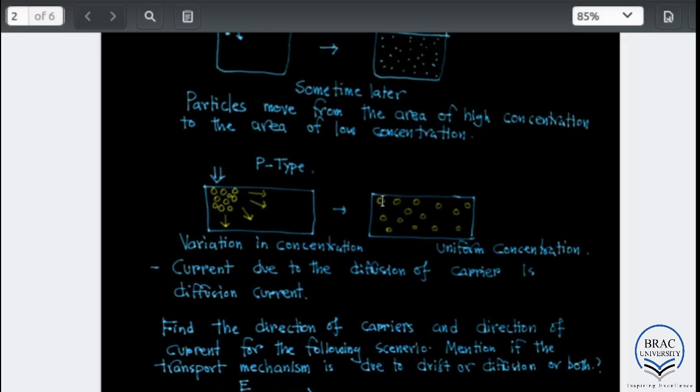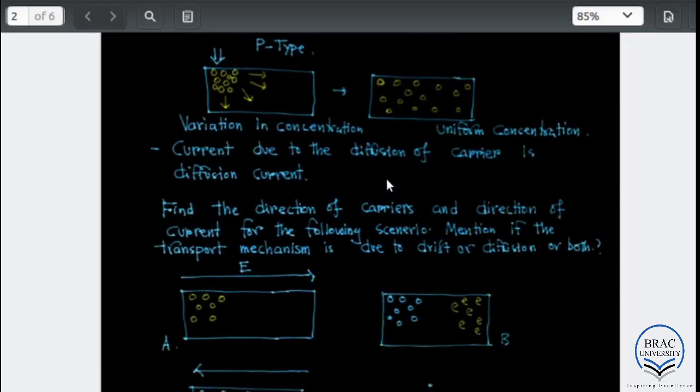Since there is a movement of holes, which means there is a movement of charge, there is a current, and this current is diffusion current. So the current due to the diffusion of carriers is diffusion current.